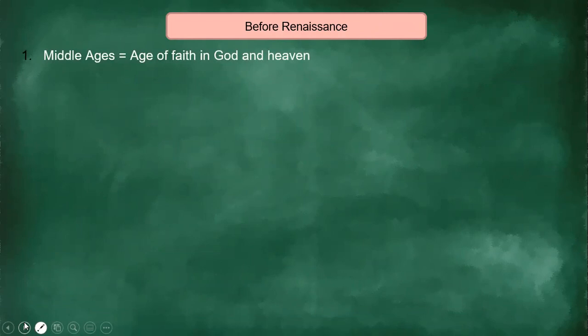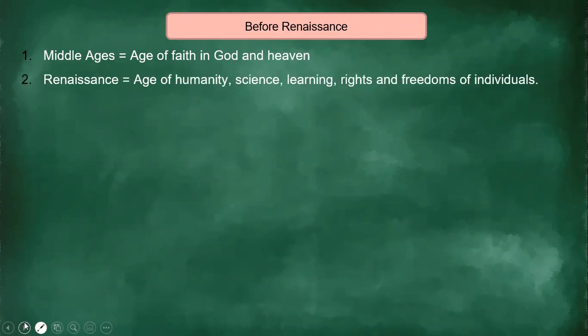Before Renaissance started, there was Middle Ages, okay? It's an age of faith in God and heaven. So before Renaissance, there were Middle Ages, okay? So Renaissance came as an age of humanity, science, learning, rights, and freedom of individuals. So these two were different.